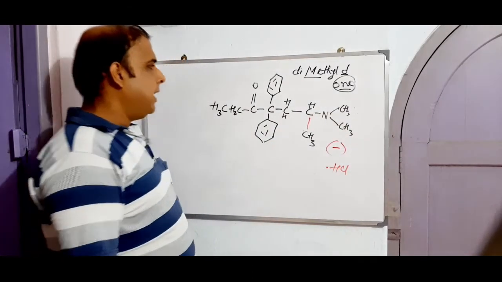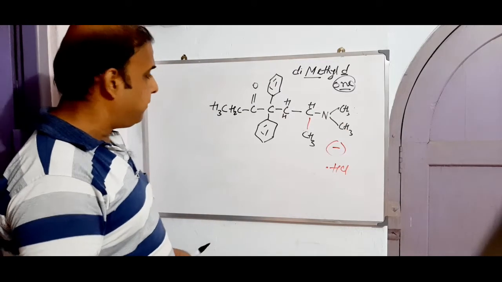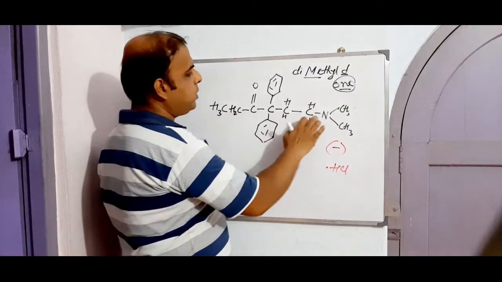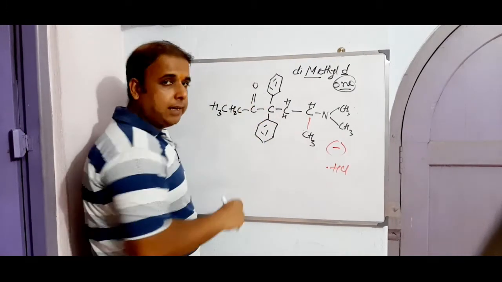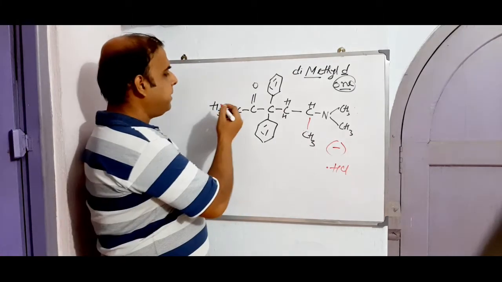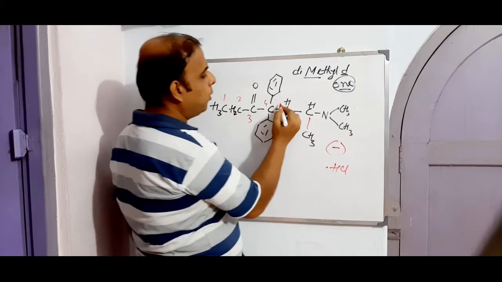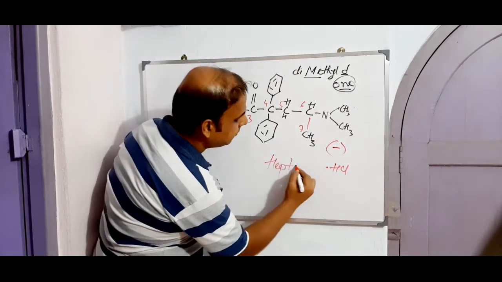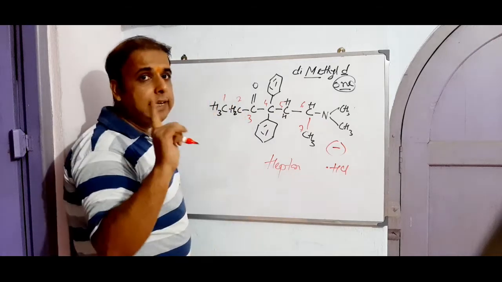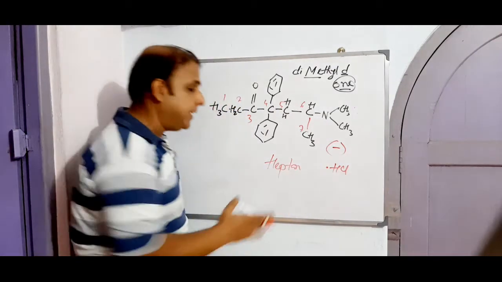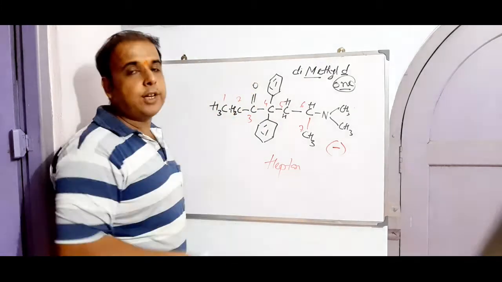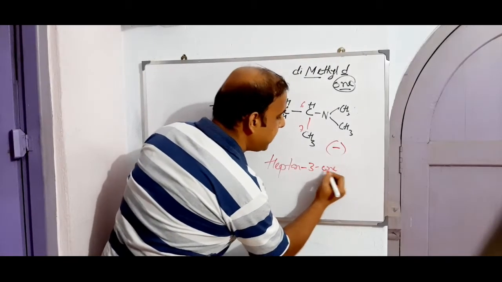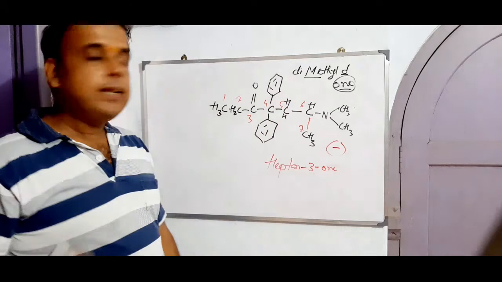Now let us see how this can be named. First and foremost, we need to find the parent: the long hydrocarbon chain with the carbonyl. If we start the numbering from here, 1, 2, 3, 4, 5, 6, 7, this is the longest one, so we have heptane. The carbonyl is acting as the parent, so we should not call it oxo; instead we call it on, at position 3. So we write heptan-3-one.